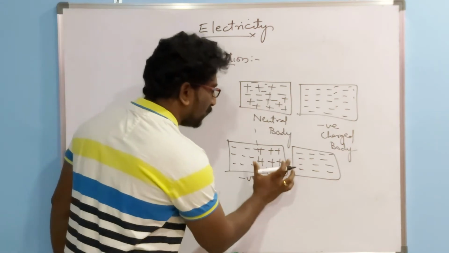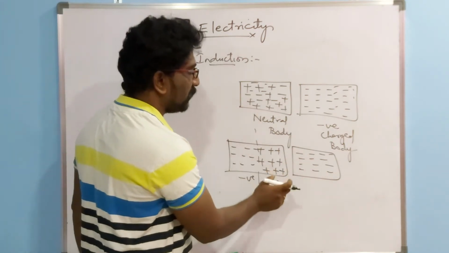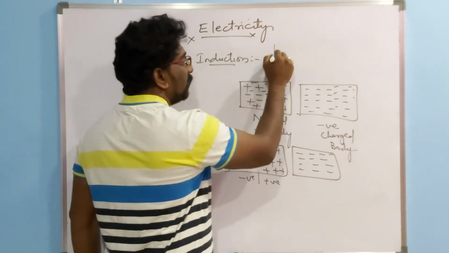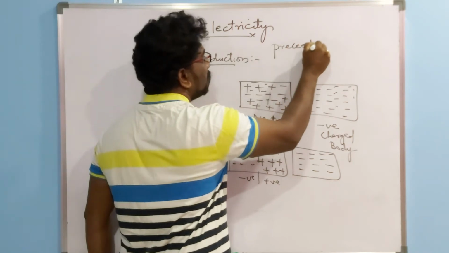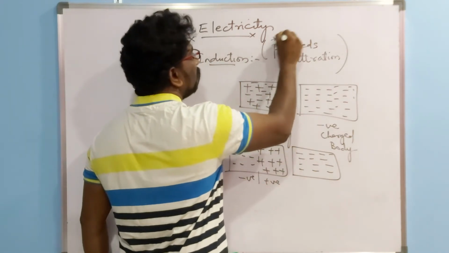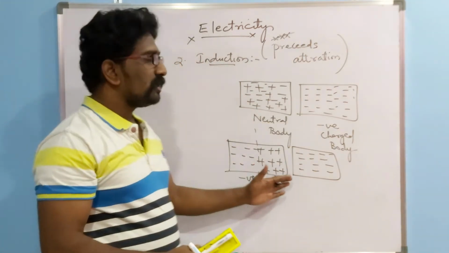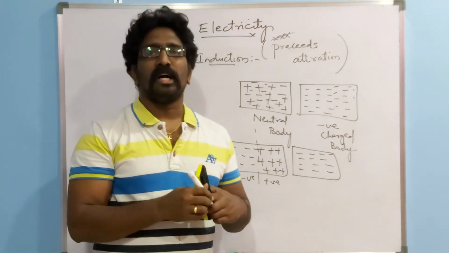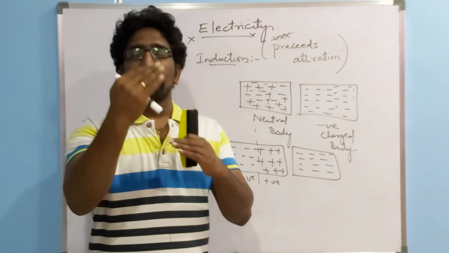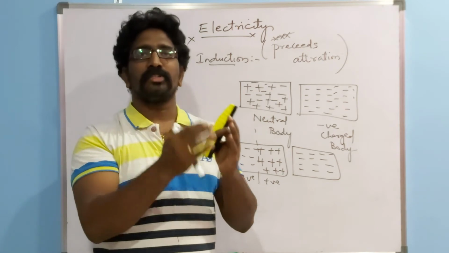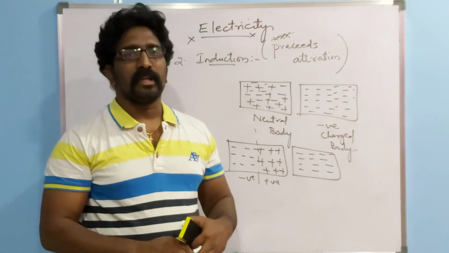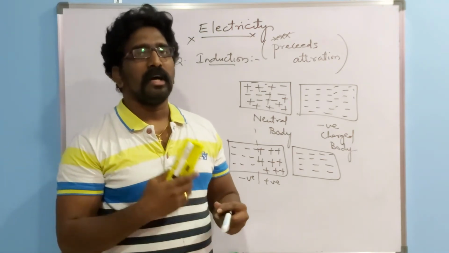Once the induction process has been completed, we see that there's a negatively charged body and a positively charged body. Then induction will precede attraction. And in induction, there will be no loss or gain of charges, whereas in conduction, there will be loss of charges from the charged body and gain of charges into the neutral body. So these are the three different methods of electrification, or ways of charging an uncharged body.